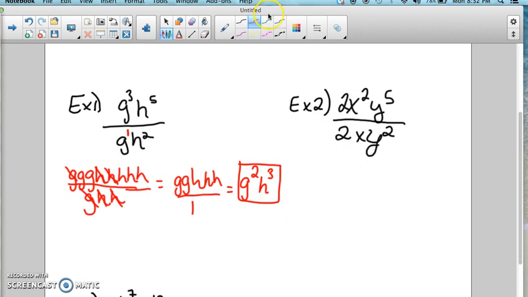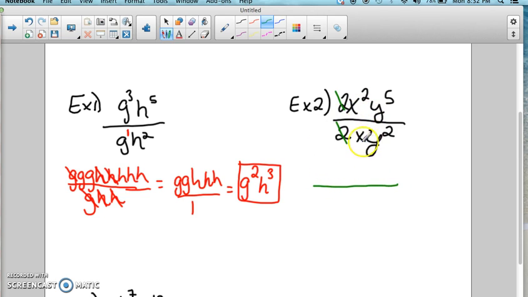Okay, so example 2 here. Right away, whenever you see a number over a number, they cancel out. If it was two different numbers and we can reduce, we would reduce, but a number over a number, it just cancels out. So I'm just going to cross that out and worry about the rest of it.